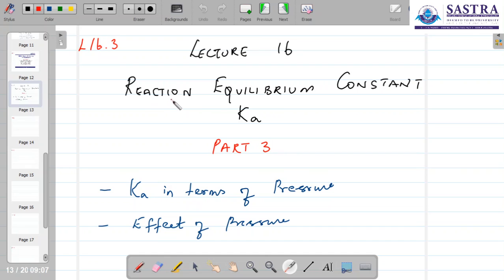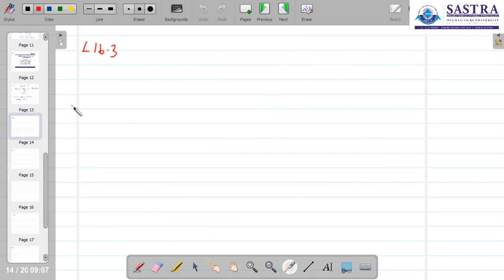In this lecture we are going to discuss the reaction equilibrium constant Ka. Specifically, we will see how Ka can be related in terms of pressure and eventually how to capture the effect of pressure in the equilibrium constant. In the previous lectures, we saw the effect of temperature on the equilibrium, which can be captured using the Van 't Hoff equation. Now this is specific to the effect of pressure.